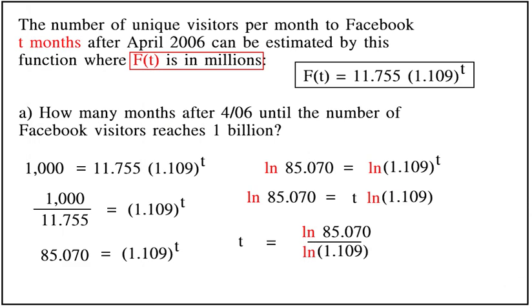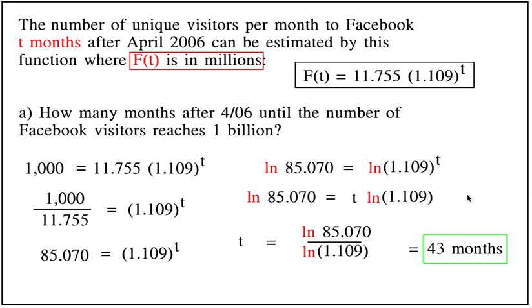Let me get this out of the way, and let me box my answer. So in 43 months after April 2006, there will be 1 million unique visitors to Wolfram Alpha. And that is one part of the answer in the back of the book.